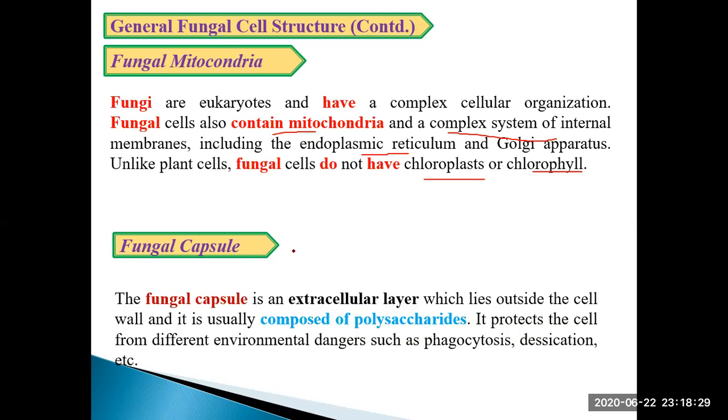So what is the fungal capsule actually? The fungal capsule is an extracellular layer. Like in other organisms, it is present outside of the cell and is composed of polysaccharides. The extracellular layer protects the cell from phagocytosis, desiccation, or other harmful materials from the environment.